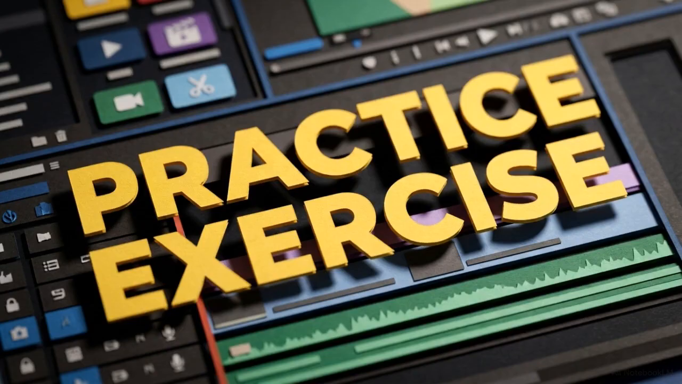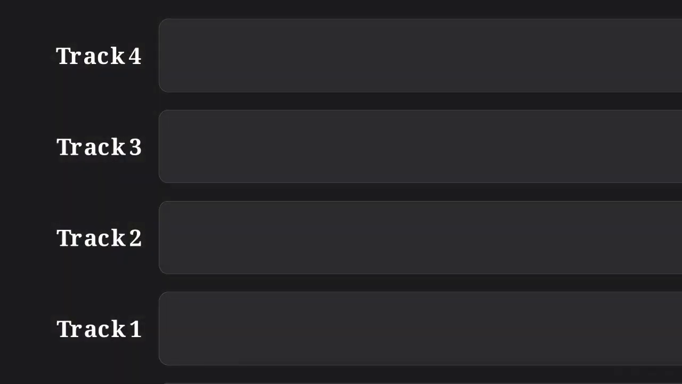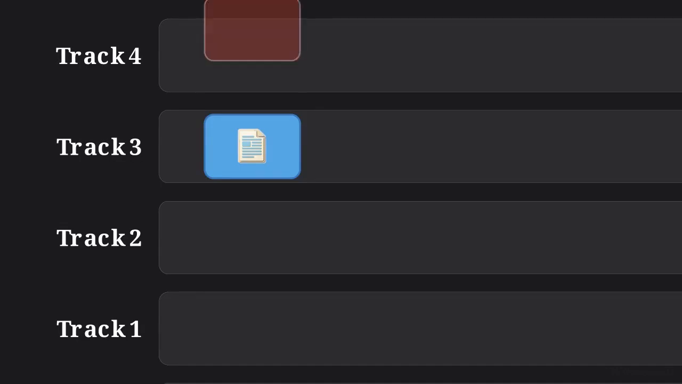Now, it is your turn. Pause the video and apply these mechanics to the next sequence. Edit the next 8 consonants, from the letter tha through ah. You must maintain the correct top-to-bottom track hierarchy and align the red highlight graphics over the correct letters.